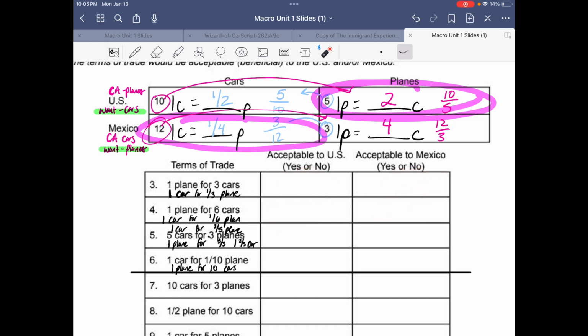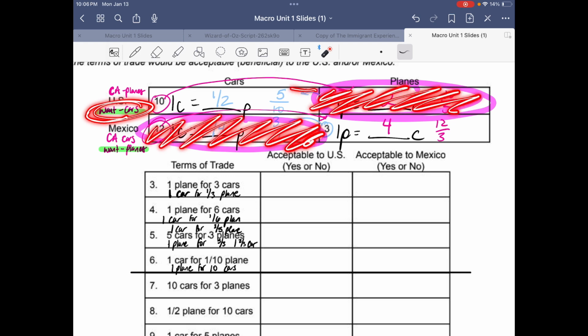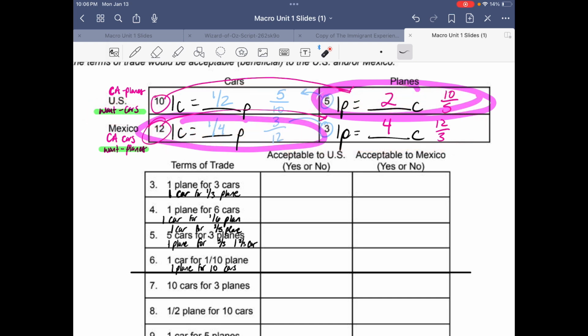So if the terms of trade, the countries come together and discuss, can we trade one plane for 3 cars, which is the same as saying 1 car for 1/3 of a plane. The U.S. would say, well, we want cars. And if we produce cars, and we're ignoring the ones that we have circled, we're ignoring the comparative advantage, we're only focusing on what they want, what they are importing. If we produce our own cars, it costs us half of a plane. And you want to trade 1 car for 1/3 of a plane? Well, that sounds pretty good to me because I'm losing out on less. So this would be a yes, because the 1/3 of a plane that they have to give up is less than the 1/2, and we're still looking for less than numbers.